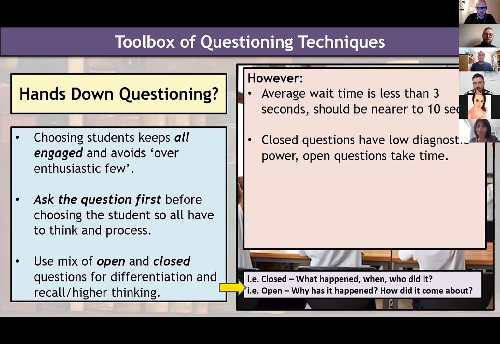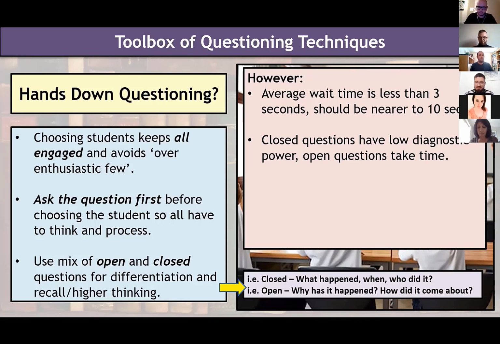Another thing as well is thinking about the type of questions. If you're using closed questions, they're brilliant for quick fire, rapid: so what happened? When did it happen? Why did you do it? Quick. If you're doing that, it's going to have lower diagnostic power because it can lead to some fluke answers. Students will chime up with an answer, or someone will whisper the answer to them and they shout it out and they get the answer right, but you need to be able to use a mix of open questions.